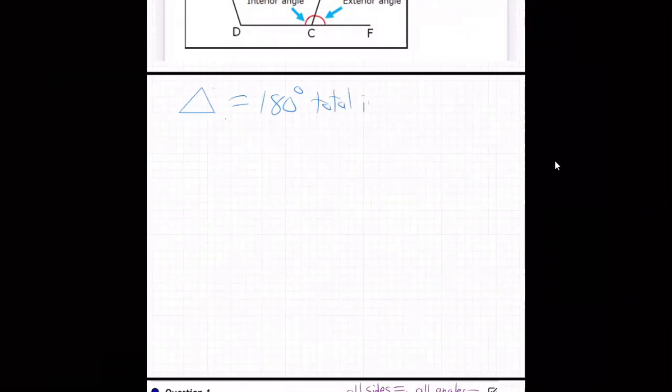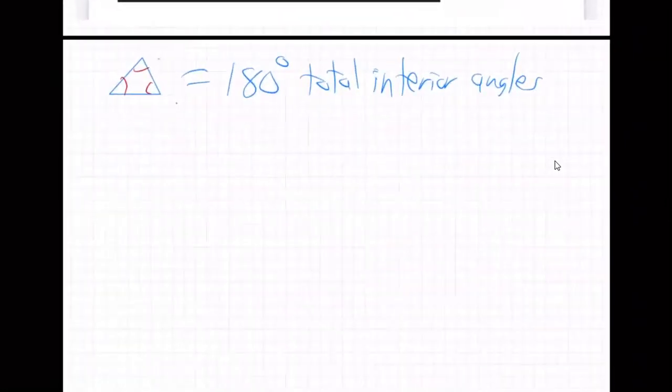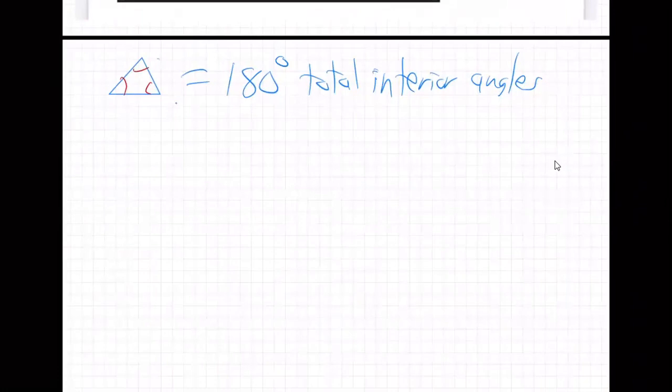Total, inside, interior. Say interior, use the same word they use. Interior angles. So these three interior angles must total 180 degrees in every triangle. That we already know. You can see that really easily if you just rip out the three corners of any triangle and line them up. They'll make a straight line. Anyway, let's move on.